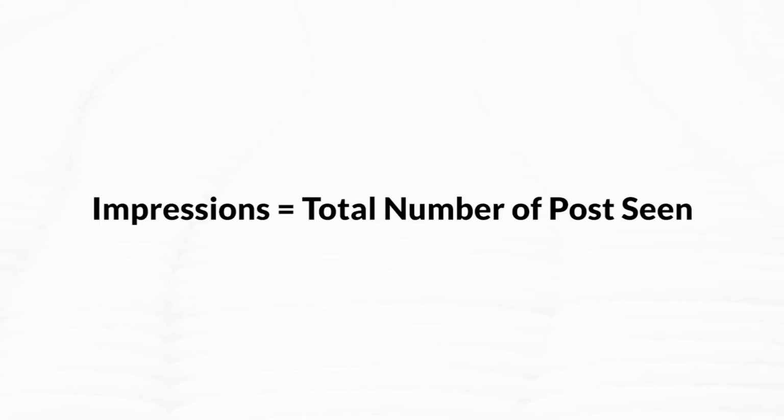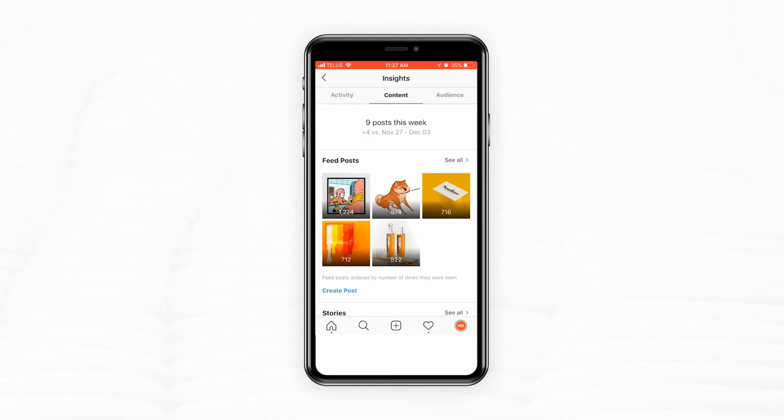Impressions, on the other hand, is the total number of times that your posts have been seen. So I might see one of your posts more than once. If I'm logged onto Instagram, I'm scrolling through my feed, I could go away, come back. Basically, impressions is always going to be higher than your reach because one user may have seen your posts more than one time. The next tab is going to be your content.